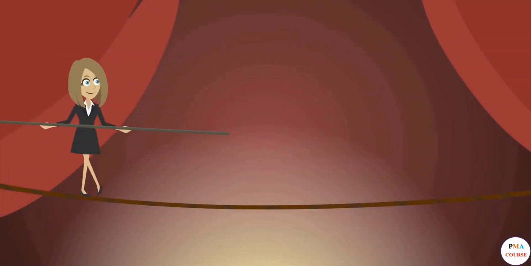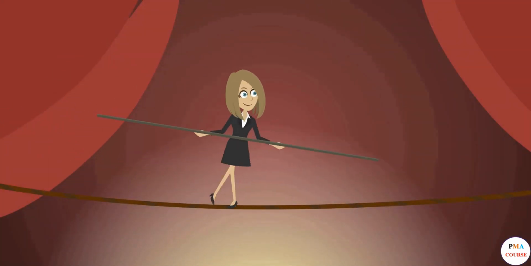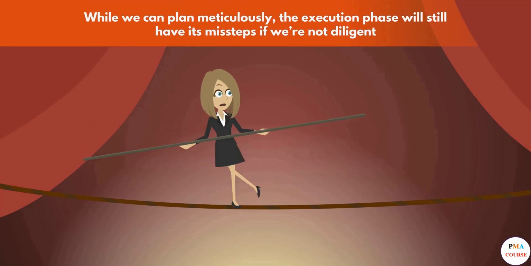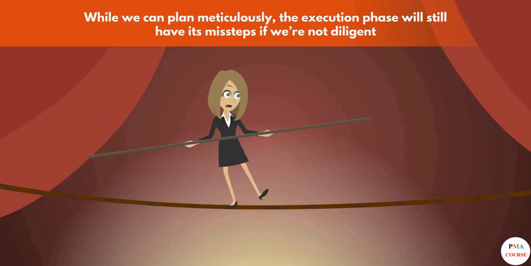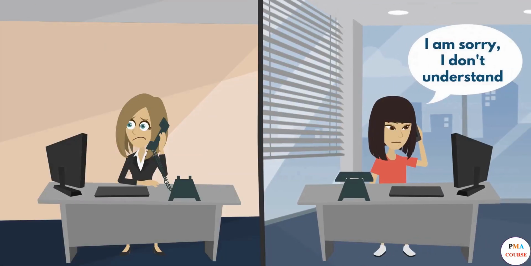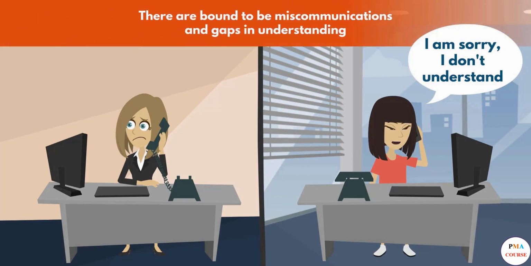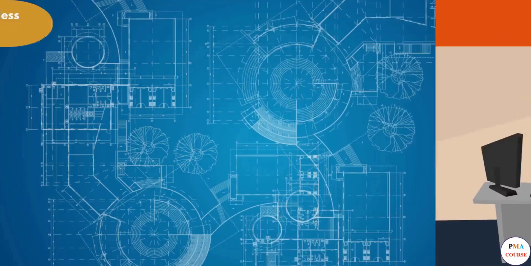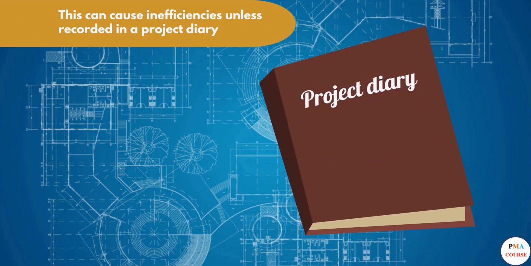As we've mentioned plenty of times before, projects are complex initiatives. And while we can plan meticulously, the execution phase will still have its missteps if we're not diligent. With so many activities, departments, expertise, people, cultures and new tasks, there are bound to be miscommunications and gaps in understanding. This can cause inefficiencies unless recorded in a project diary.